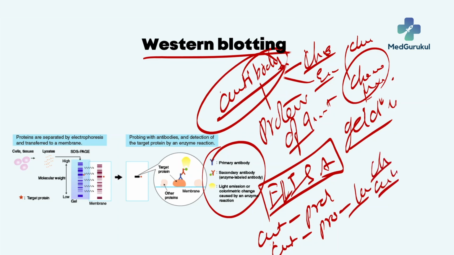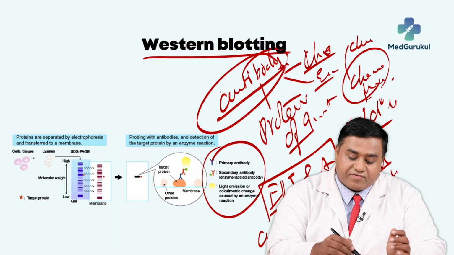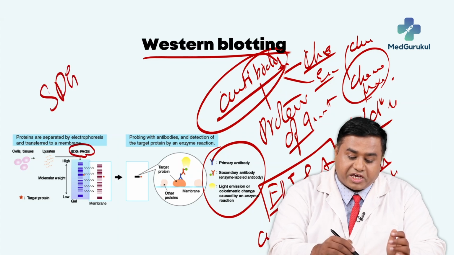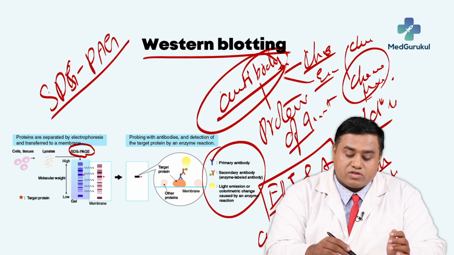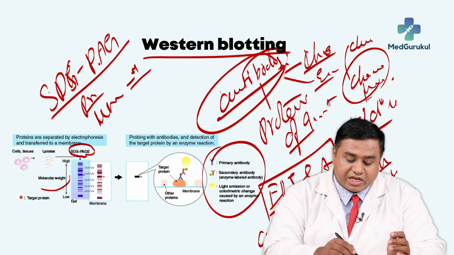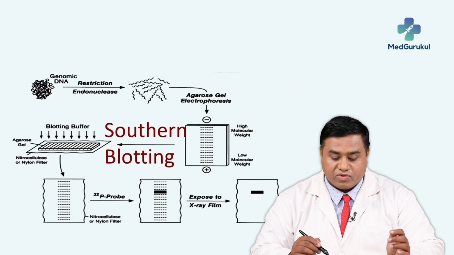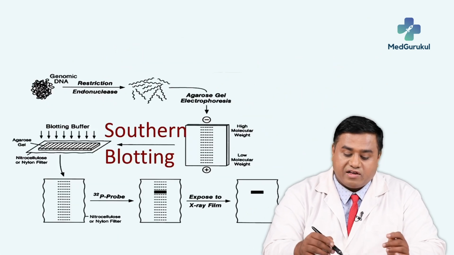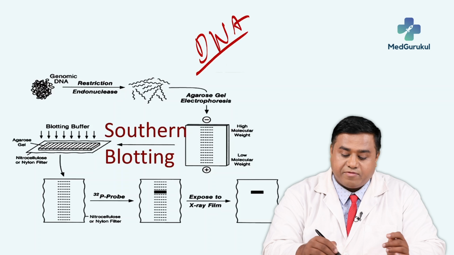substrate, chemical substrate. Here the major difference is the electrophoresis is run on SDS page, which is nothing but polyacrylamide gel electrophoresis, where all protein charges are neutralized and a uniform negative charge is applied. So, the proteins are separated based on only molecular weight. Whereas in southern blotting, it is used to detect DNA.